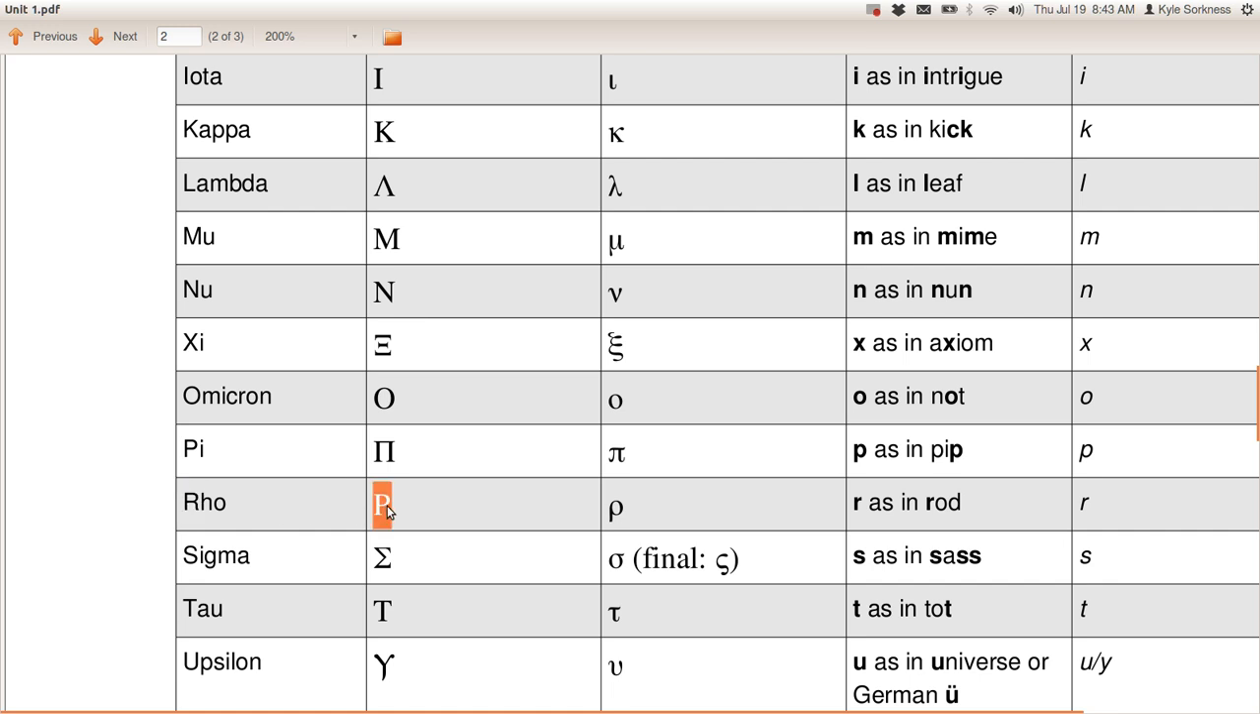So the uppercase rho looks like our uppercase P, unfortunately. And the lowercase rho kind of looks like our lowercase p, unfortunately. But again, it makes the R sound, as in rod. This might confuse you at first, but you'll quickly get used to it. After R in English comes S, and it's the same in Greek, so the next letter is sigma. The capital sigma you might have also seen in mathematics.